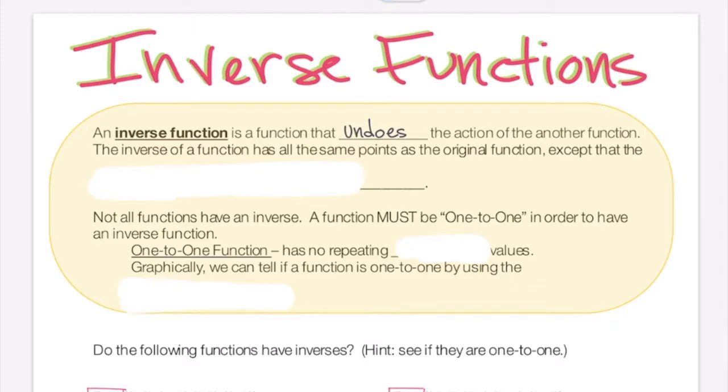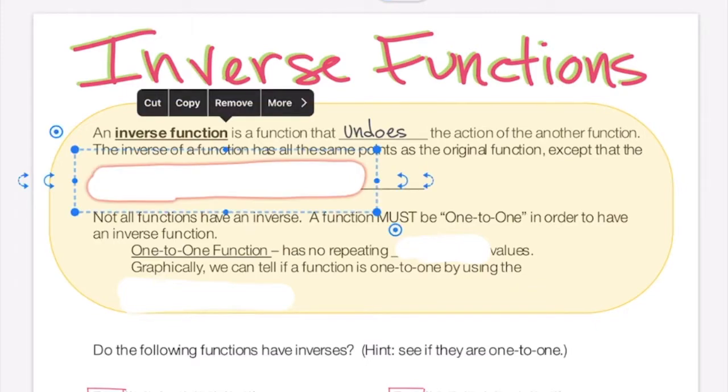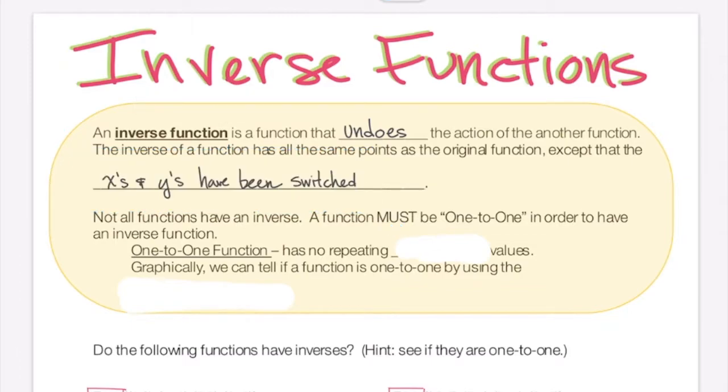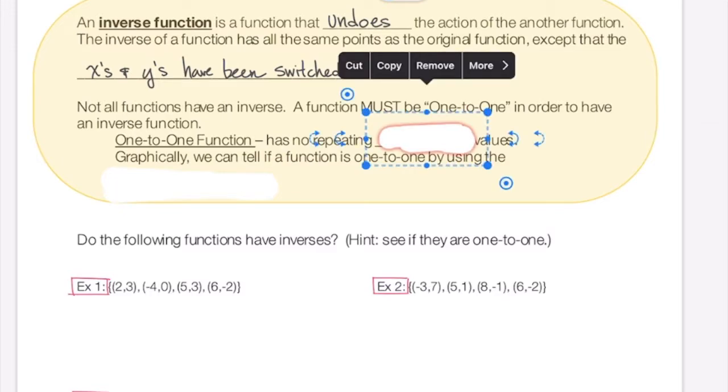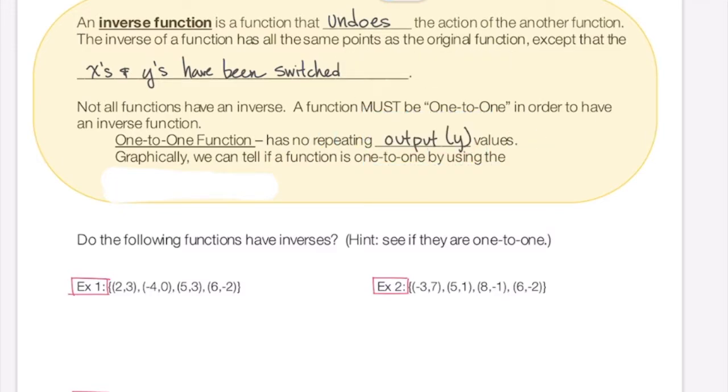So the concept here is that the inverse function has all the same ordered pairs of the original function, except the x and y values are switched. So here's the deal. Not all functions have an inverse. You know how not all relations are functions, and relations that are not functional have repeating x values. In other words, you have an x value for which there's more than one output. An inverse function is kind of the opposite of that. Instead of having no repeating x values, it ends up having no repeating y values.